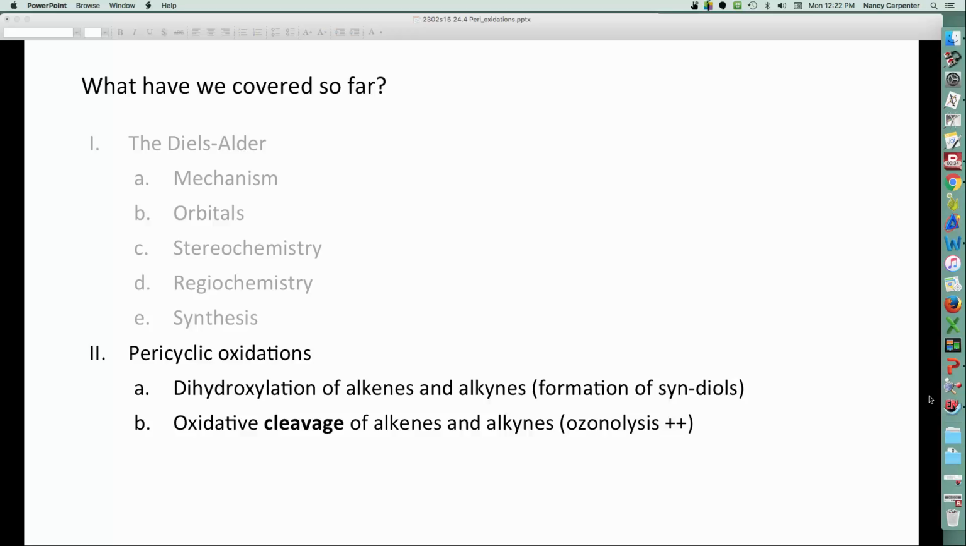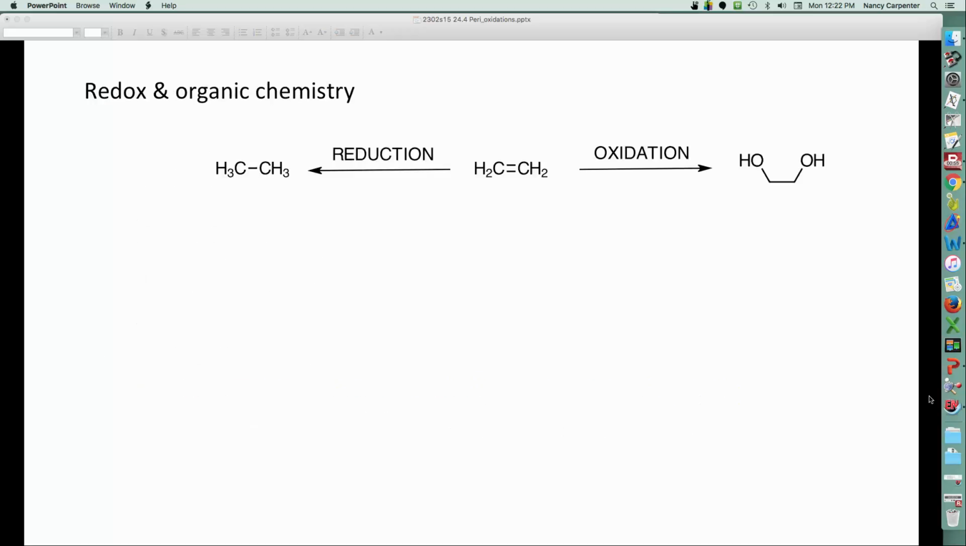The mechanism is the same. It's all about orbitals and a concerted kind of reorganization of pi electrons to form new bonds. So it's pretty cool. The one we're focusing on specifically in this mini lecture is the formation of syn diols, dihydroxy groups, from alkenes. But first, let's review redox.